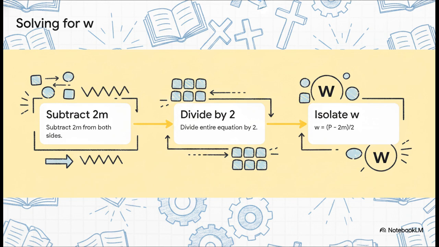Now, the crucial point here is keeping the entire equation balanced, and that means dividing the whole left side by 2. Step 3, we isolate w. Our final answer is w equals the entire quantity of P minus 2m, all divided by 2. Great job staying focused through all that. You now have a clear, successful result.